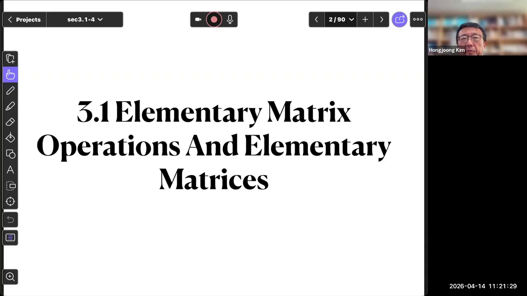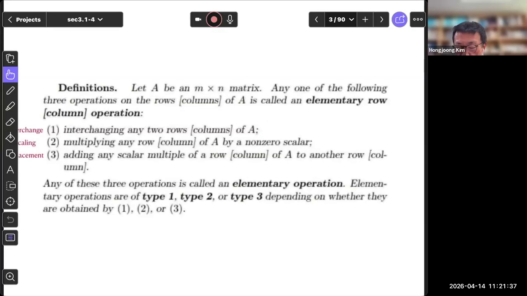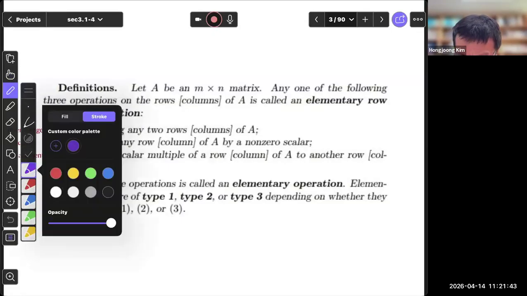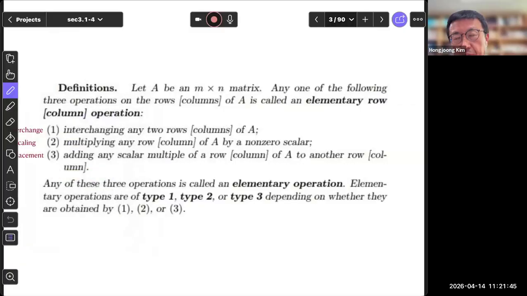So chapter 3, section 1 starts with the elementary matrix and elementary row operations. Suppose that A is any m by n matrix. Now we want to consider the following three operations.